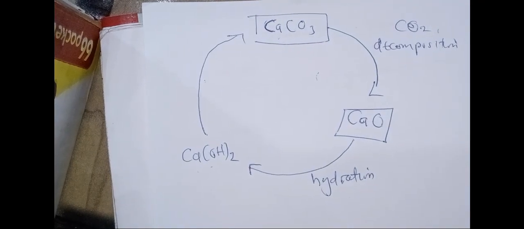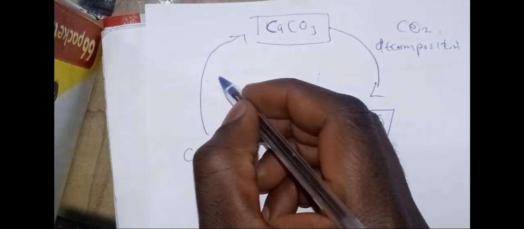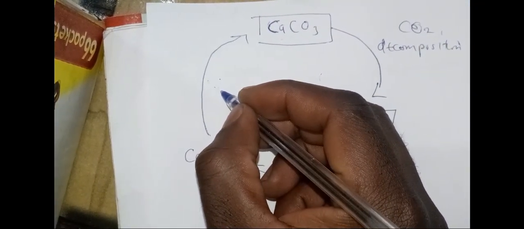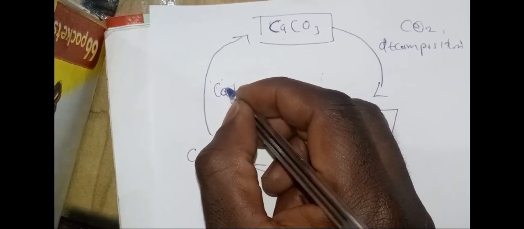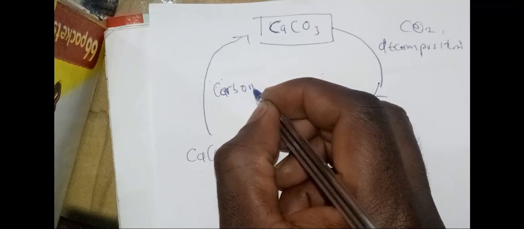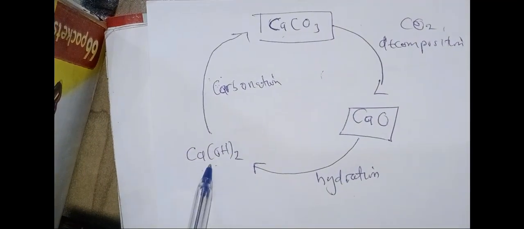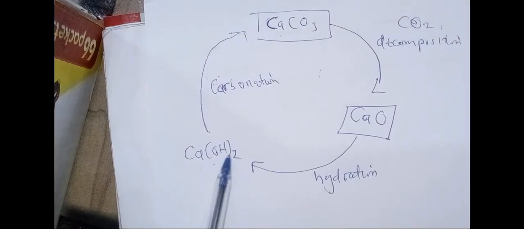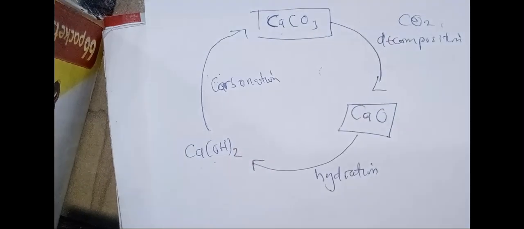plus water. This process of adding carbon dioxide is carbonation. Carbonation is the process of bubbling carbon dioxide through calcium hydroxide to give us calcium carbonate. So this is how the cycle is.